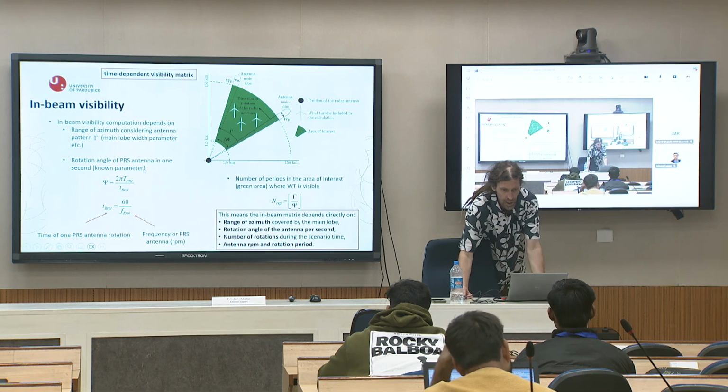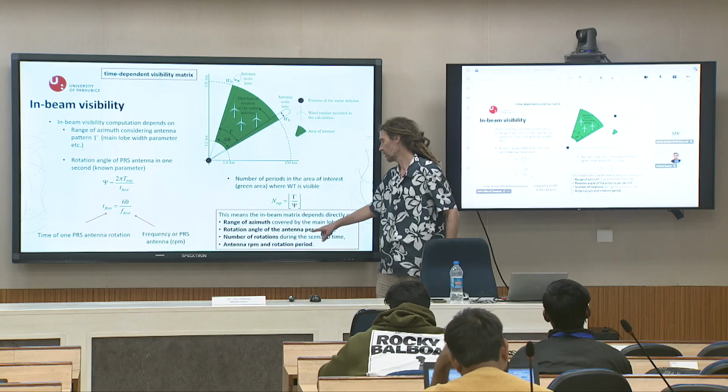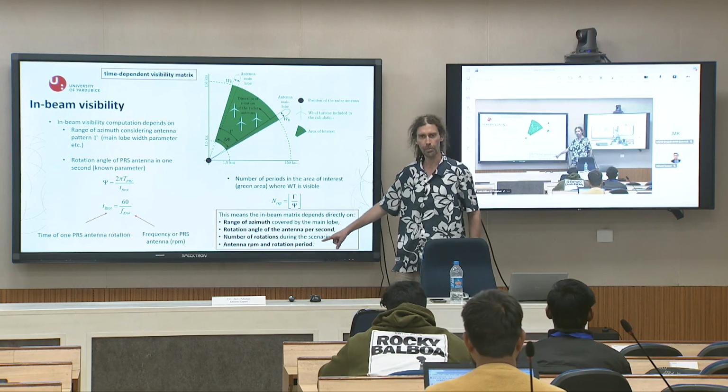So this rotation angle psi, we can compute as 2π divided by T_r, the rotation time. It is the time of one rotation, which is 60 divided by f rotation, and so on. So the number of periods in the area of interest where the wind turbine is visible is the division of these two values. So this means that in the beam matrix, visibility depends on the range of azimuth, the rotation angle of the antenna per second, the number of rotations, and antenna RPM and rotation period.